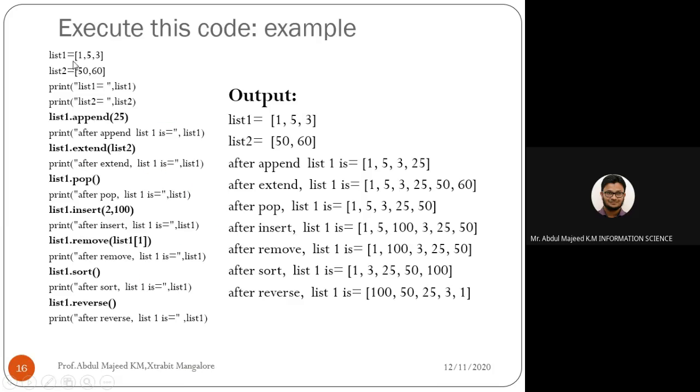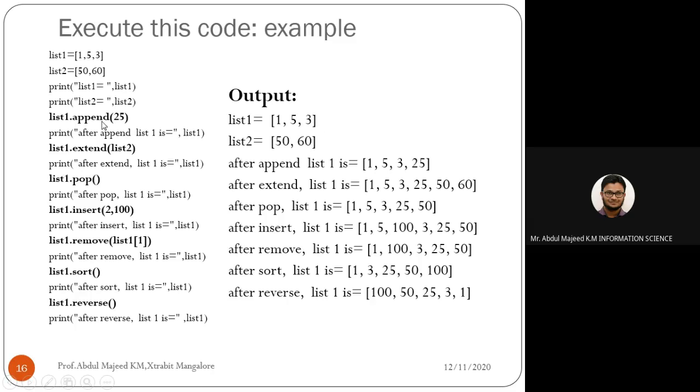So we write one list called list1 and another list called list2. In list1 the elements are 1, 5, 3, and in list2 the elements are 50 and 60. If you want to know the content of list1, you can call list1 in the print function. It will return 1, 5, 3. Similarly for list2, it will return 50, 60.